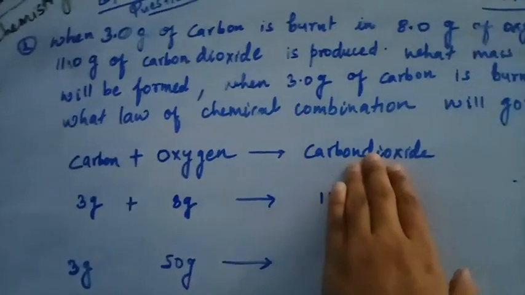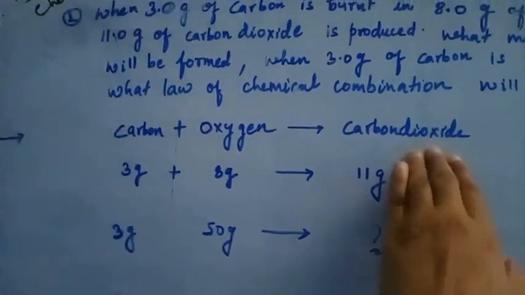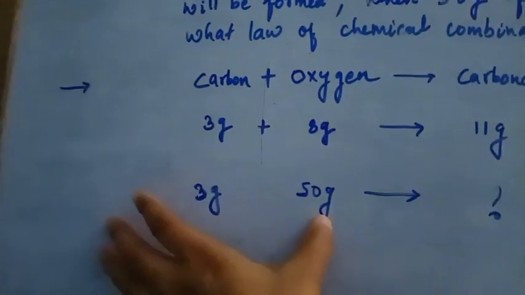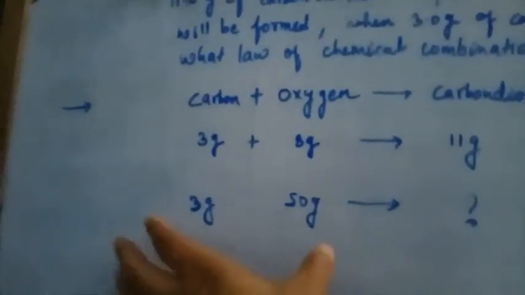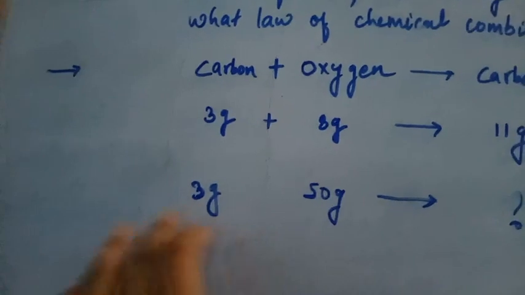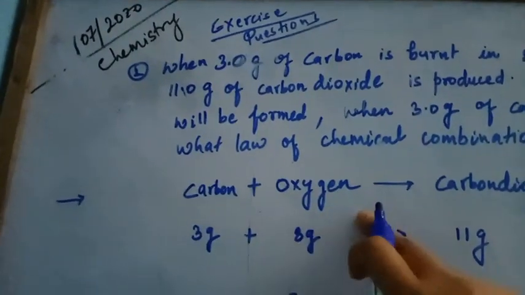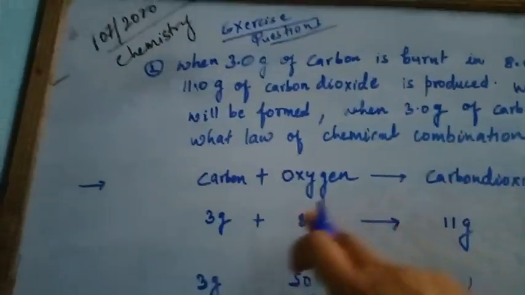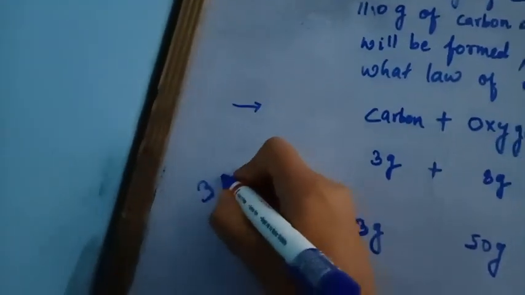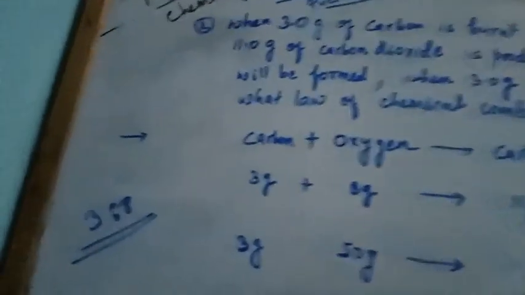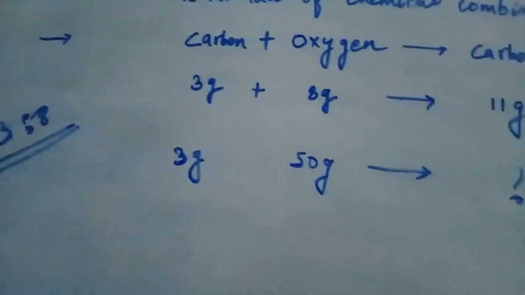So when you are expecting to form carbon dioxide, you should first see on the reactant side that whatever the reacting or combining elements are, they will only combine in a fixed ratio. You know that when carbon and oxygen form carbon dioxide, they will always react in the ratio 3:8 by mass.